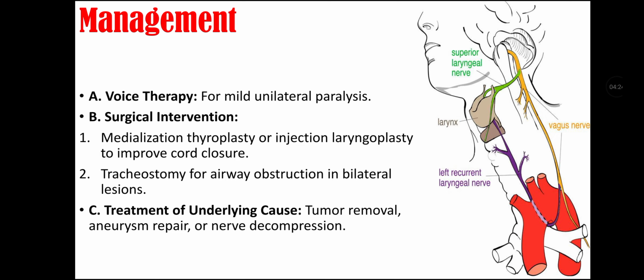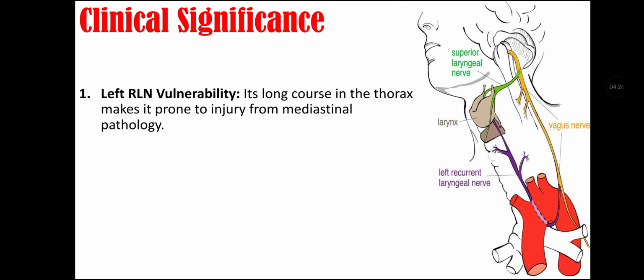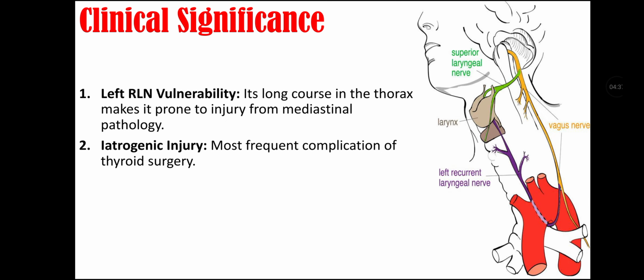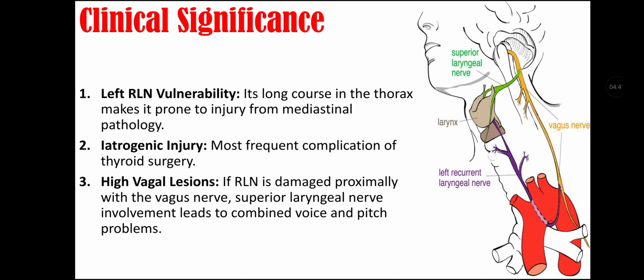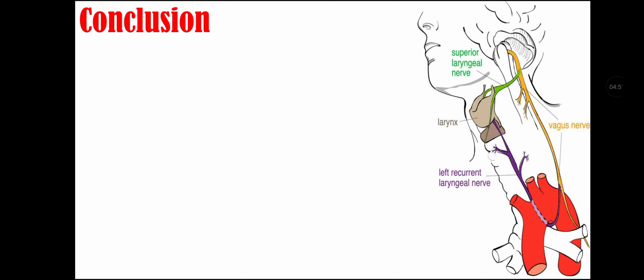recurrent laryngeal nerve lesions. Clinical significance. The left recurrent laryngeal nerve is vulnerable, as its long course in the thorax makes it prone to injury from mediastinal pathology. Iatrogenic injury is the most frequent complication of thyroid surgery. It can cause high vagal lesion if recurrent laryngeal nerve is damaged proximally with the vagus nerve. Superior laryngeal nerve involvement leads to combined voice and pitch problems.